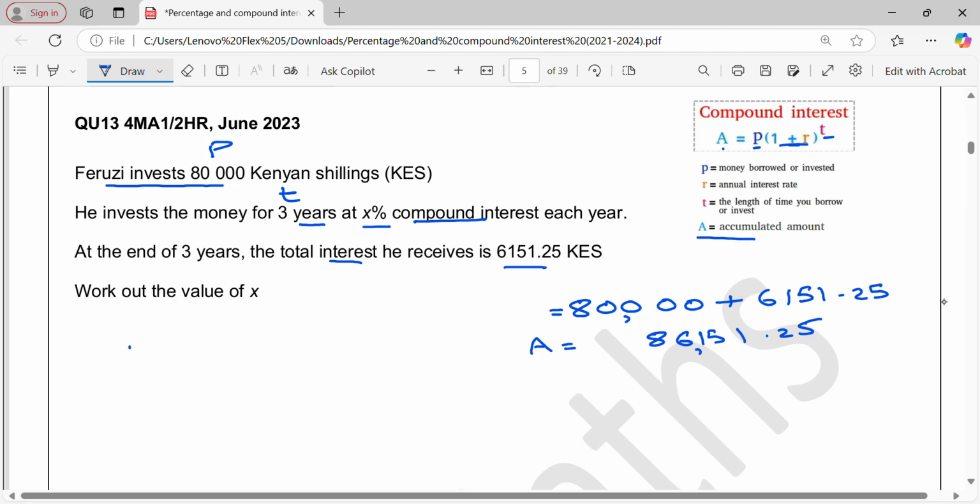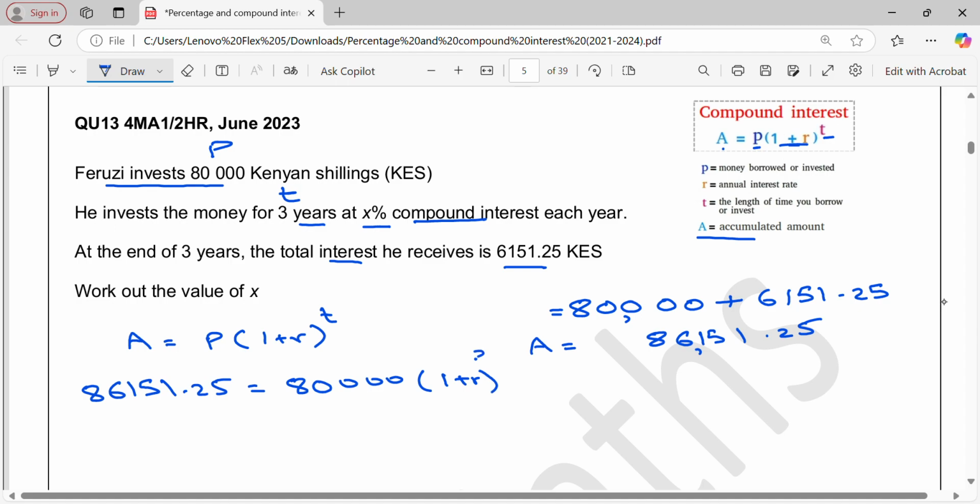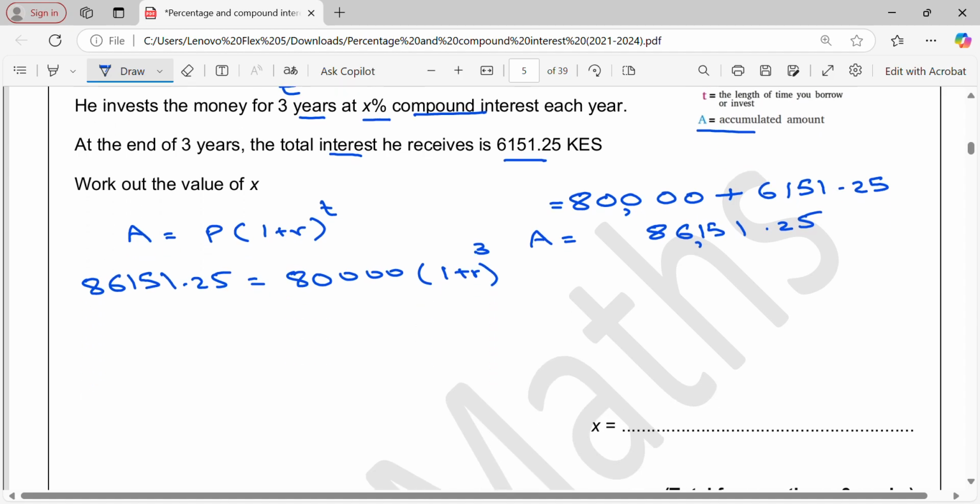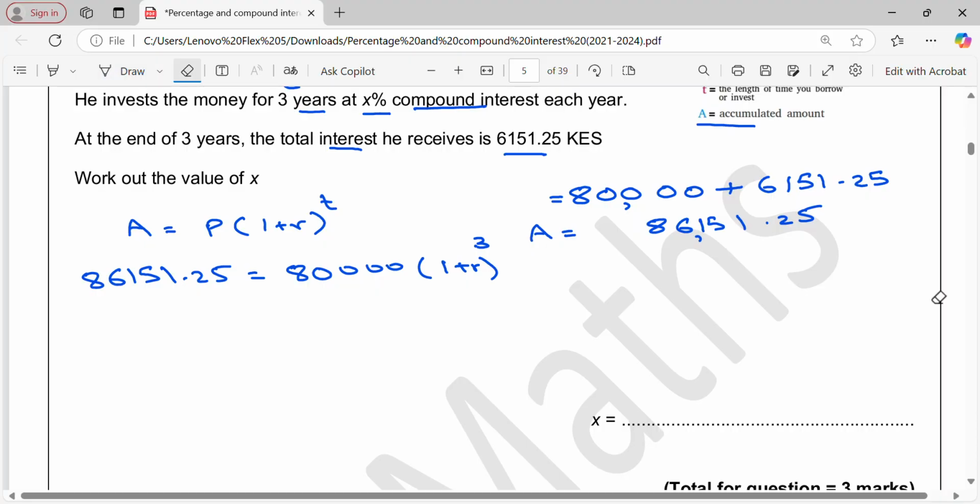So let's copy the formula here. A equals P into 1 plus R to the power T, and 1 plus R is the percentage, X percentage. So A is 86,151.25. The principal amount, which is given in the question, is 80,000. And 1 plus R to the power of 3, because the time given here is 3 years. So this is the A.